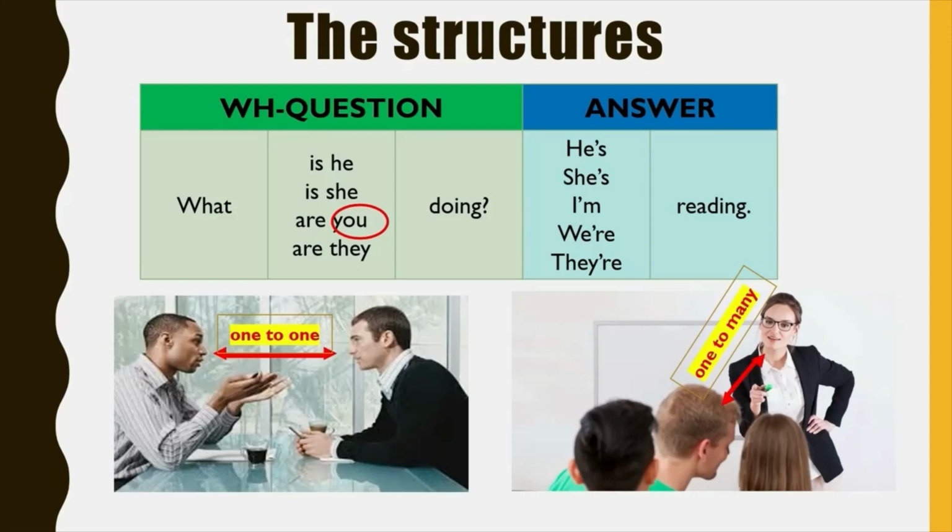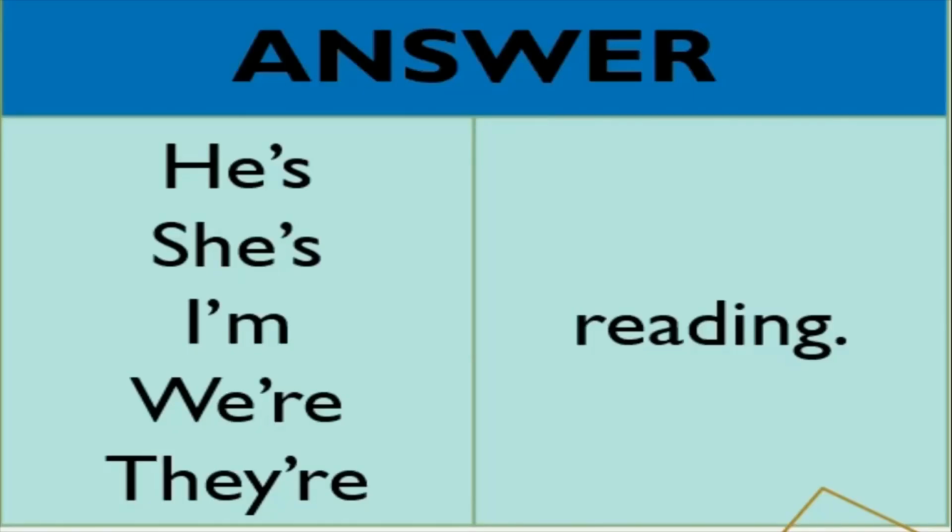So in this situation, the teacher can say, what are you doing? The word you refers to his or her group of students or pupils. So when we answer the question, what are you doing? We normally use I'm reading or we are reading, because we refer to the group of pupils that I mentioned in the second situation, and I'm is used in the situation where a one-to-one conversation happens.